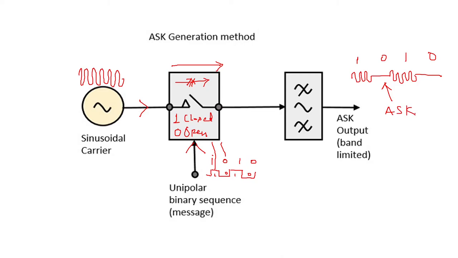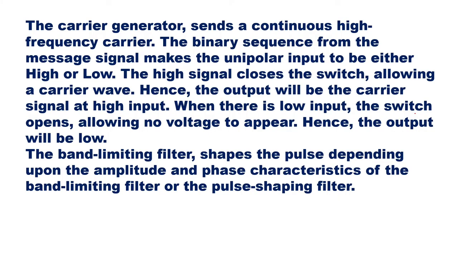Now for the same, we can see the theory. A carrier generator sends a continuous high frequency carrier, that is obvious. The binary sequence from the message signal makes the unipolar input either high or low. That is your representation of binary data, 1010 or whatever you have, in electrical form, using unipolar line coding. Then the high signal from the message closes the switch, allowing the carrier wave to pass. Hence, the output will be the carrier signal at high input.